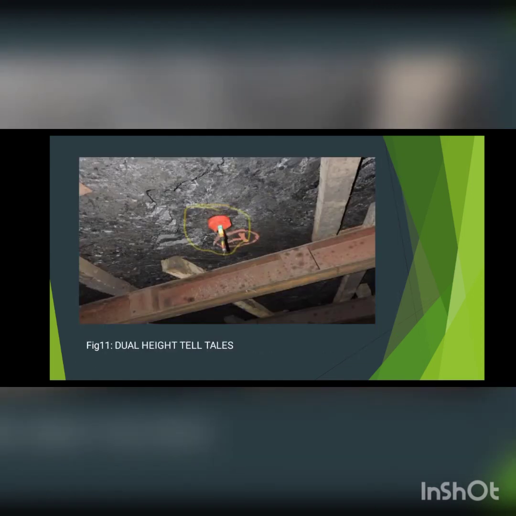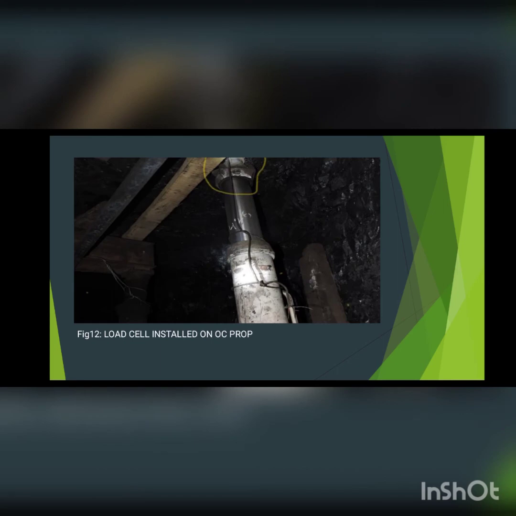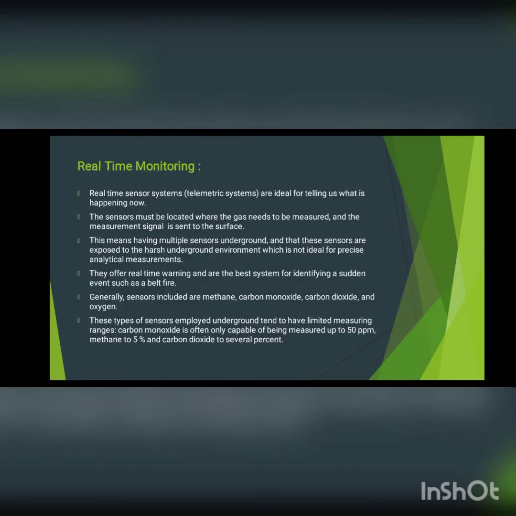And here is a clear picture of telltales which were installed in the roof, in GTK 11, I think so. And we have a load cell installed on the OC prop, and then we have real-time monitoring.